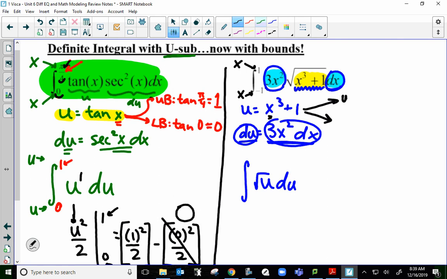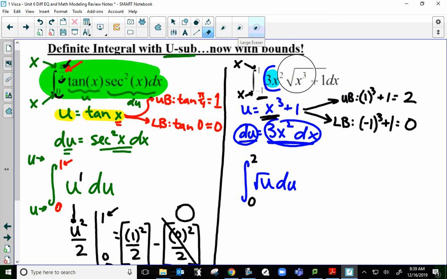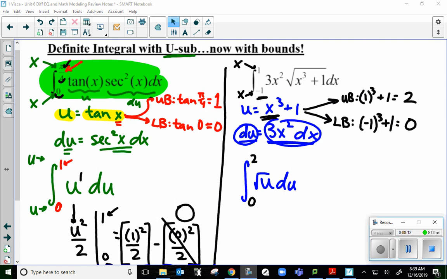Okay, so my upper bound, I put a 1 in for this x. So it's 1 cubed plus 1. That's going to give me 2. That is my new upper bound. Bam! My lower bound, I'm going to put a negative 1 in. Okay, so it's negative 1 cubed plus 1. That's 0. Nice, 0. There you go. That right there is a million times easier to integrate than what we started with here. Okay, that would have been kind of disastrous.